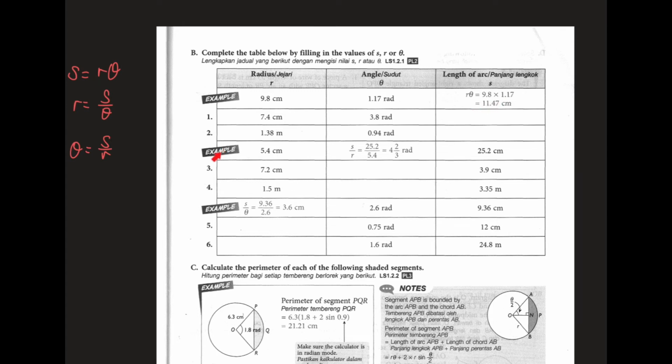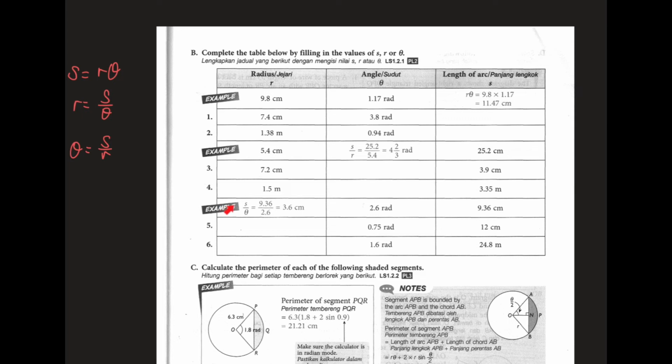Okay, this example, this time they give us radius and arc length. You are going to find theta. So we use this formula, theta equal to S over R. So that's why you see here, S over R. So S divided by R, then you get angle in radian.